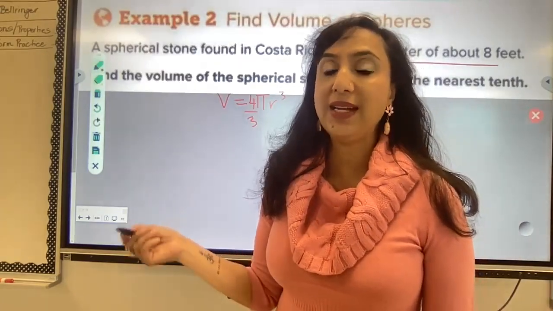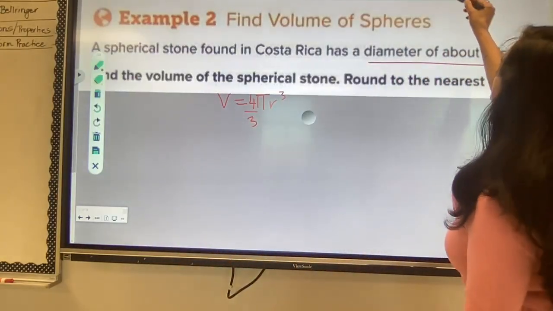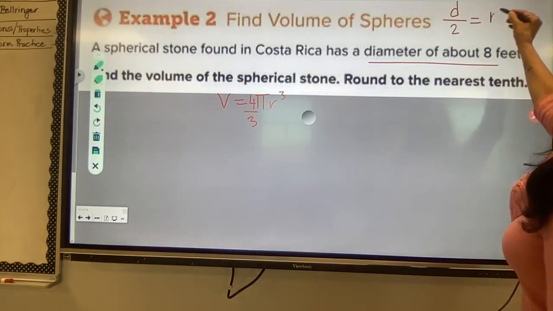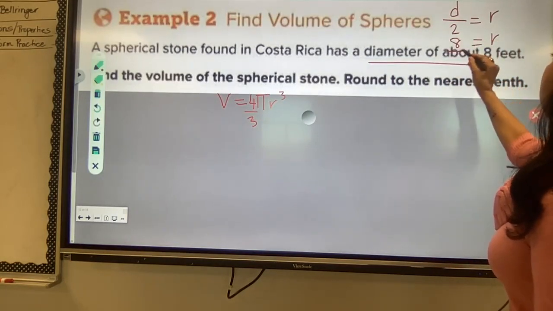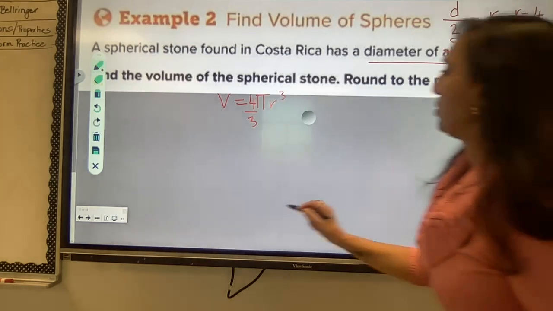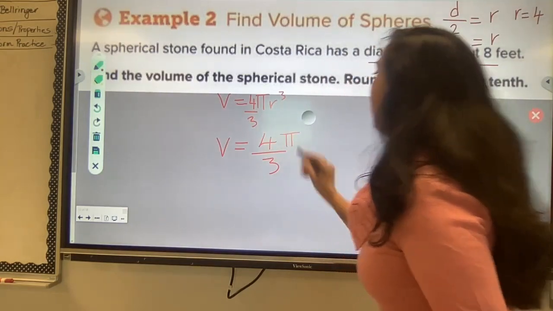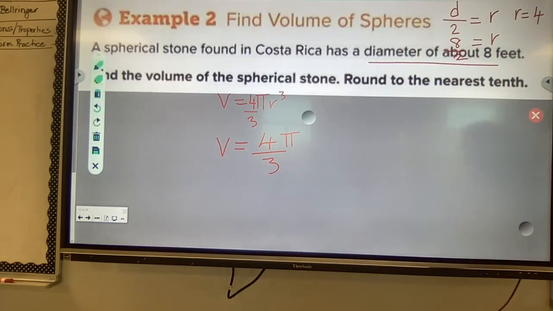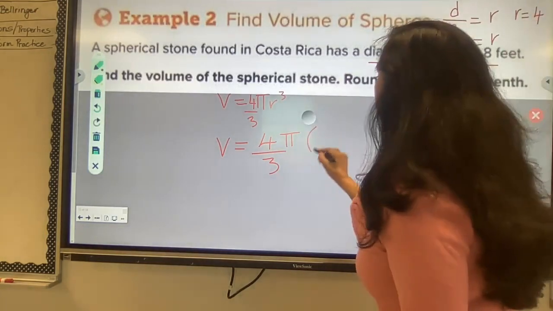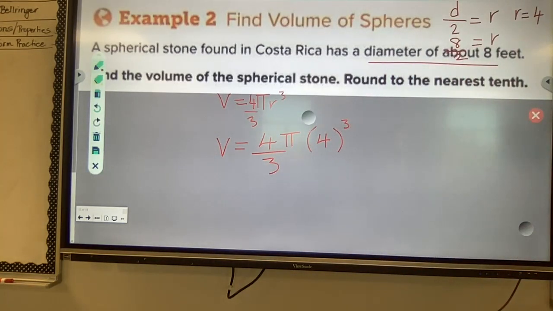If diameter is 8, diameter divided by 2 is going to give me the radius, right? So radius is going to be 8 divided by 2, and I get my radius as 4. Now I'm going to substitute the values: volume is 4/3 pi, and what is the radius that I calculated? It is 4 cubed. So 4 times 4 times 4.